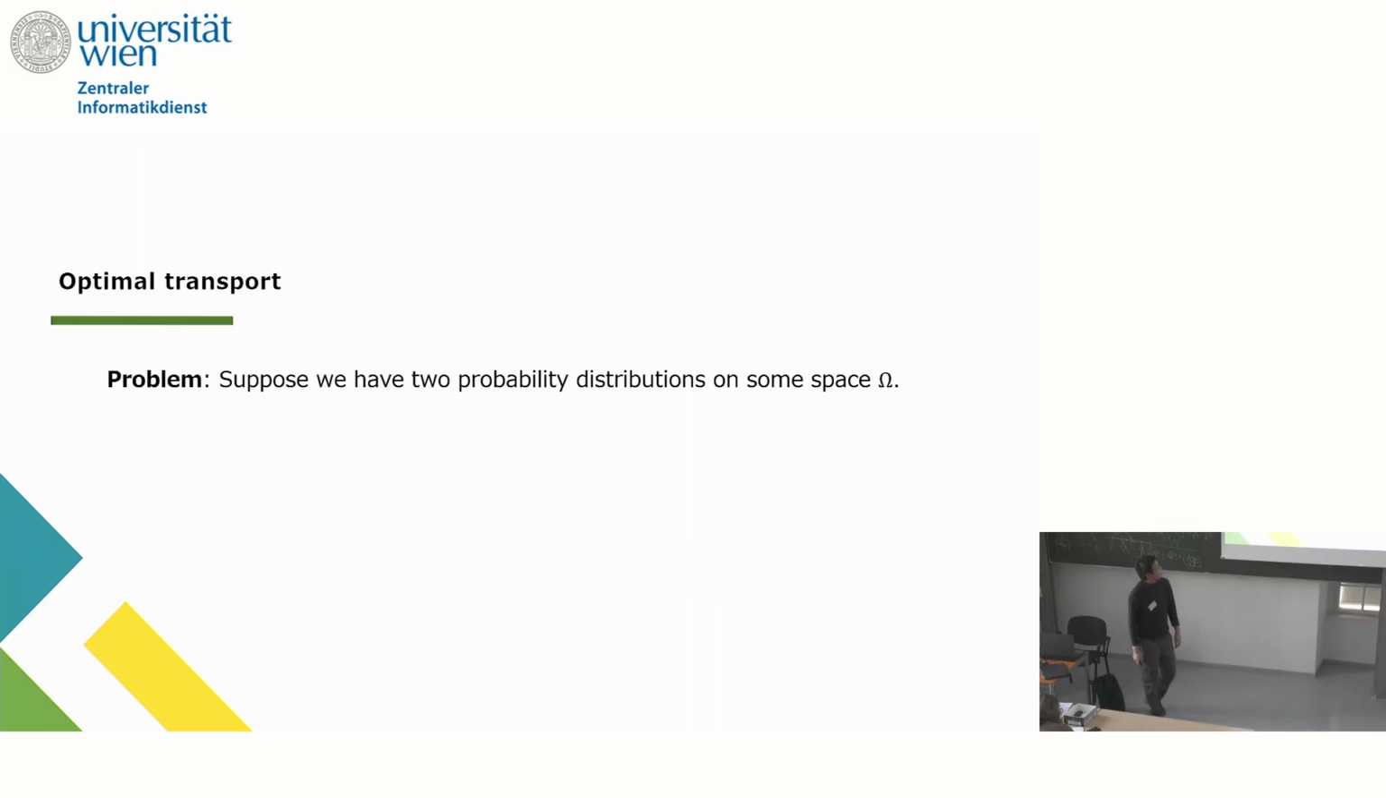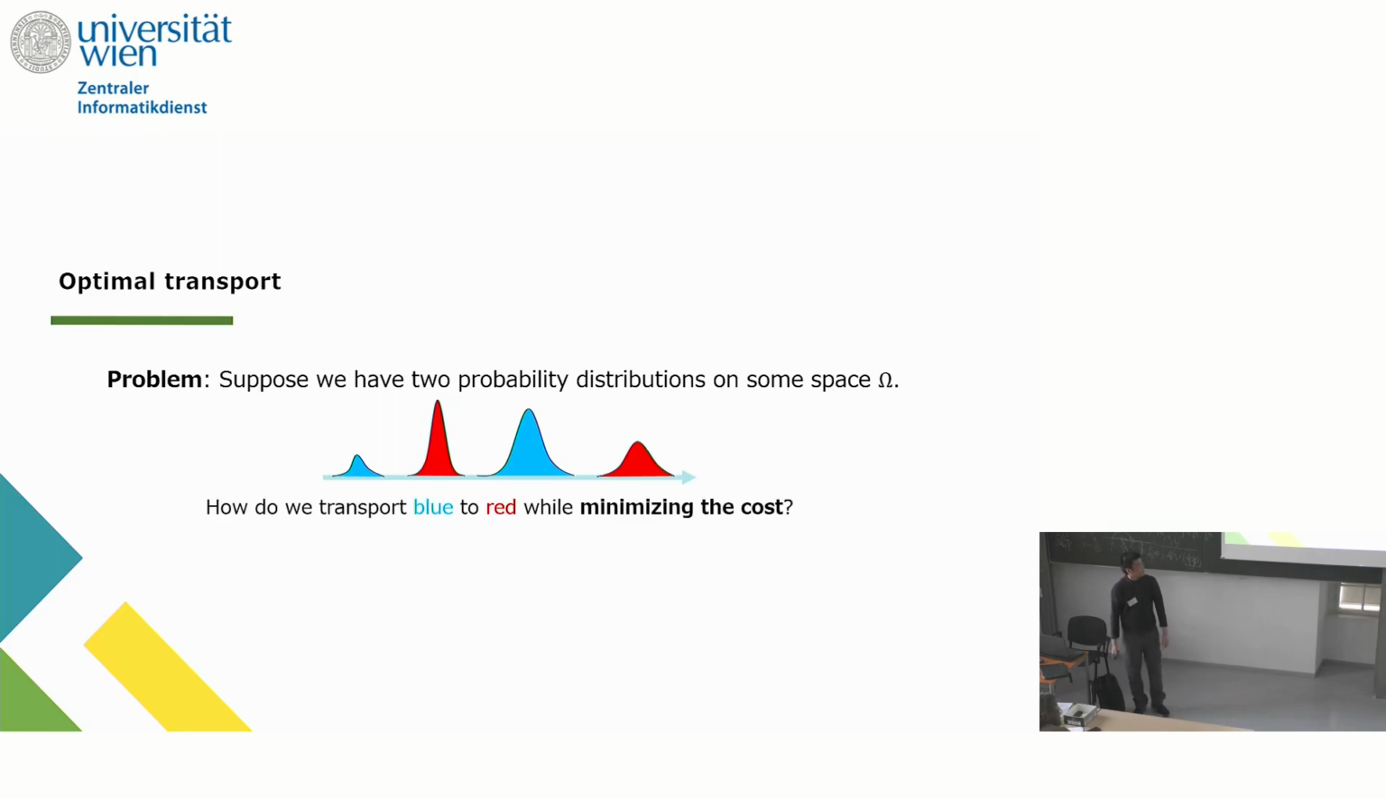Okay, so yeah. The problem is that we suppose that we have two probability distributions on some space omega. So it would look like this. So yeah, we have red distributions and blue distributions on some 1D space. And what we are trying to do is how do we transport blue distribution to red distribution while minimizing some cost.